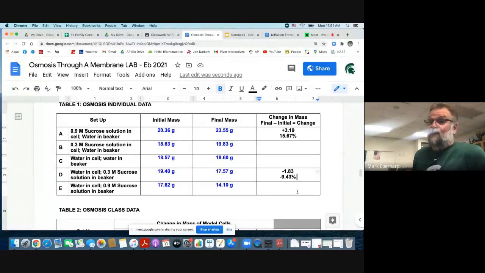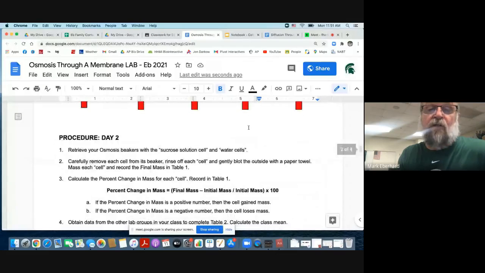So A got 15.67% bigger. D got 9.43% smaller. All right? It's a better comparison doing the percent versus just doing the difference because they all didn't start out the same size. Hopefully that makes some sense. So I'll let you do the other three calculations. Again, the calculation is all right here.